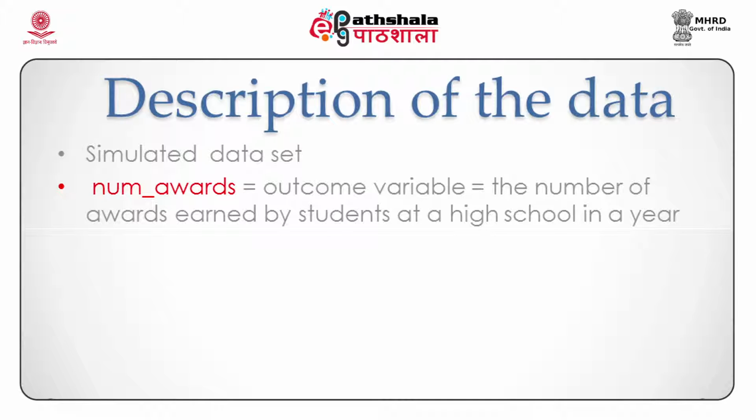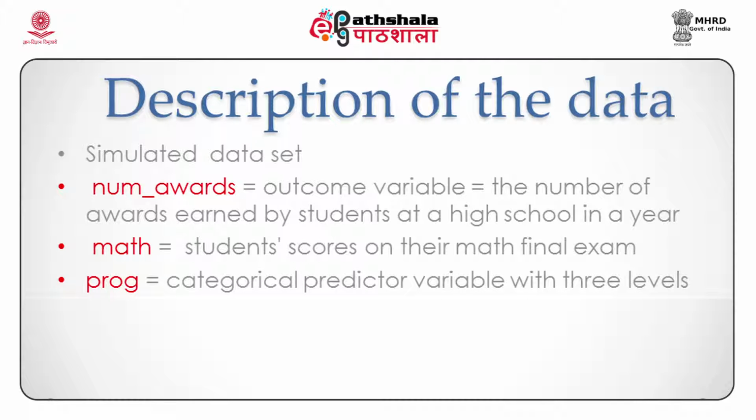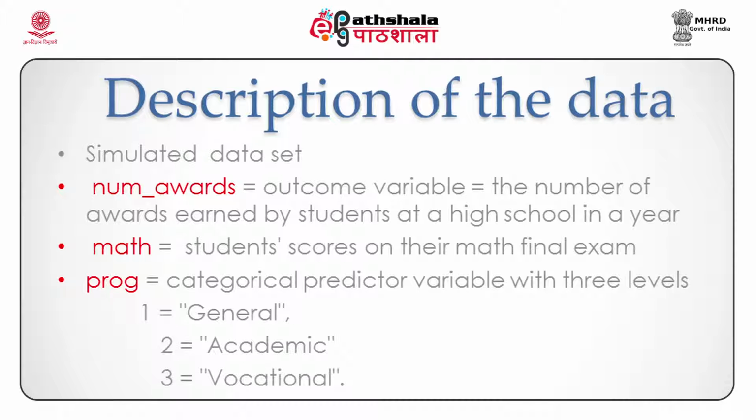So num awards is an outcome variable which is the number of awards earned by a student at high school in a year. The two predictors are classified as MATH, which is the student's score on their math final examination, and PROG, which is a categorical predictor variable with 3 levels. 1, if the student was enrolled in a general program. 2, if he was enrolled in an academic program. And 3, if he was enrolled in the vocational program.